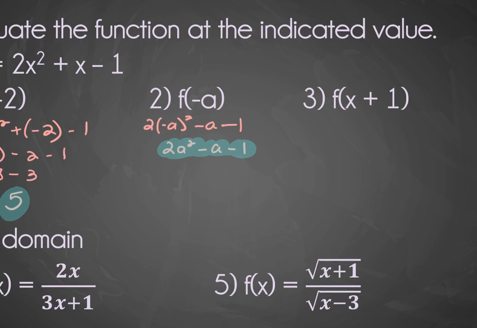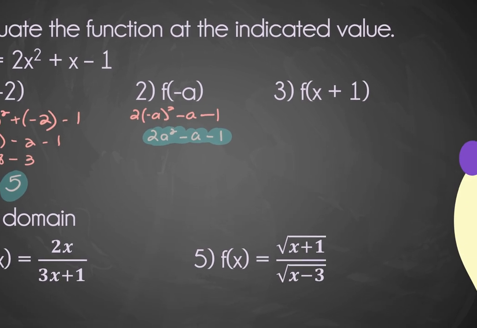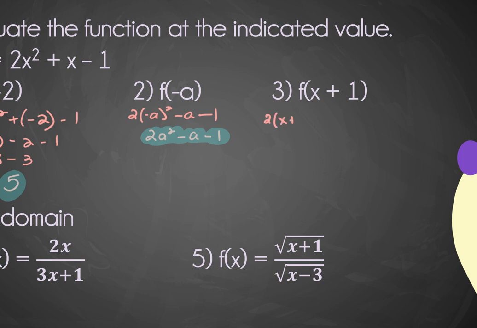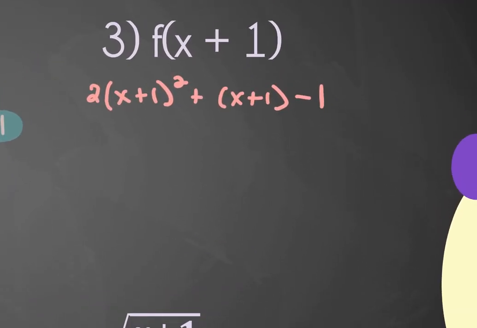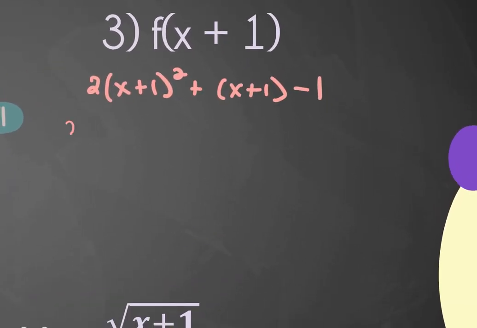And then the last one, you're doing x plus 1 in all those places. So x plus 1 squared plus x plus 1 minus 1. Expand and FOIL, or use the shortcut on the x plus 1. The shortcut would be x squared. You would double the product, so plus 2x plus 1 squared, which is 1, plus x plus 1 minus 1.